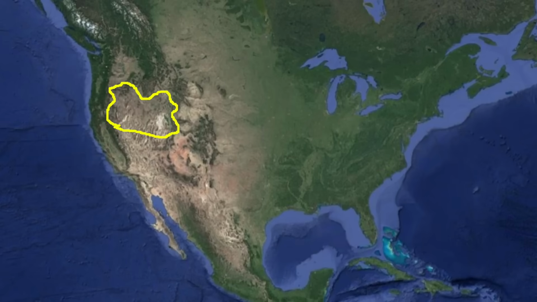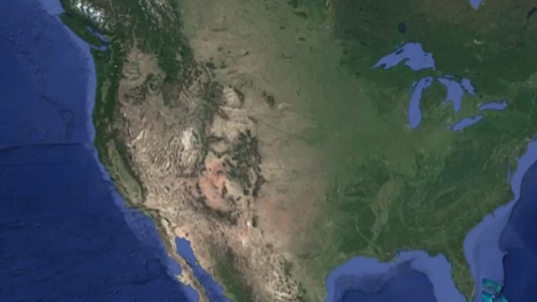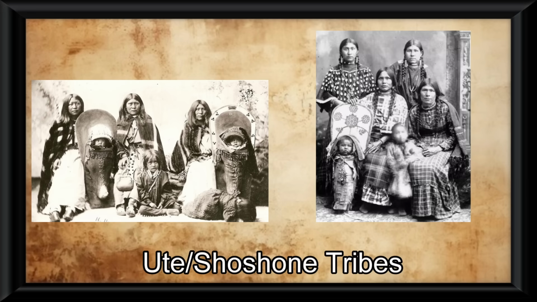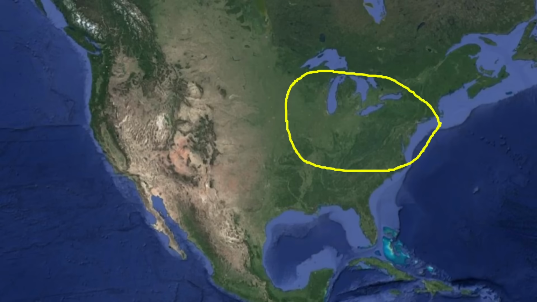In the Great Basin and the Western Great Plains, many tribes saw the dryness in the area and lived by always moving around and not making permanent settlements. Examples of tribes in this area were the Ute and the Shoshone tribes. The Northeast was much different.